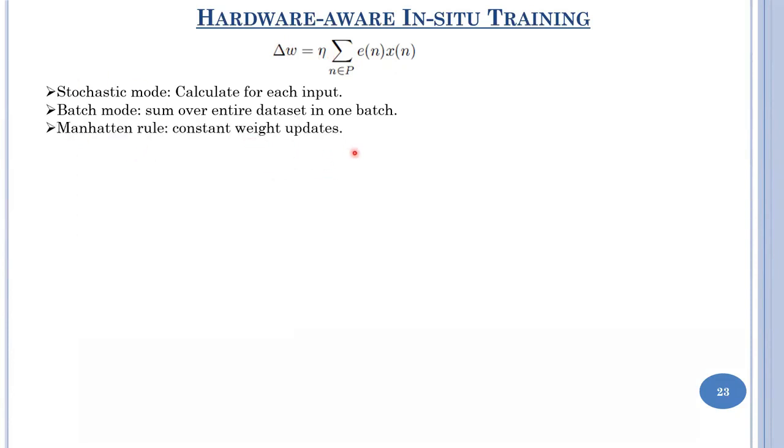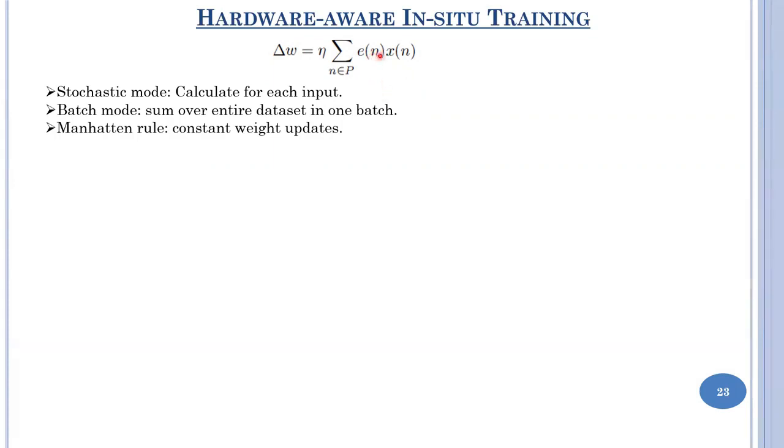Another method which people generally use is called Manhattan rule or resilient propagation. What that means is people simply say that calculation of this error as well as this product of this error and inputs in your hardware is a very complex process. For each application of input, you have to calculate these errors. You have to calculate the product of this error and this input. And then you have to change the weight corresponding to this value which you have calculated. So calculation of this value requires a peripheral circuitry. It increases your area overhead, it increases your energy.